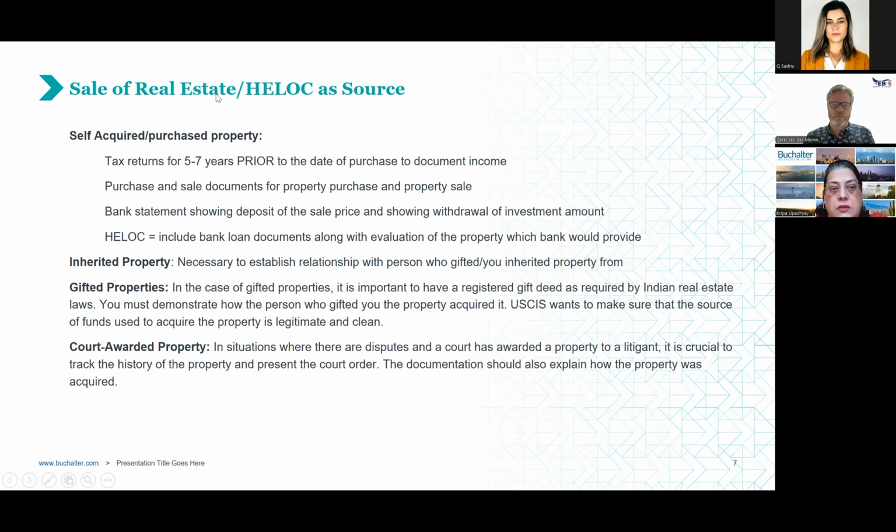HELOC and sale of real estate. So I'm going to deal with the HELOC one first. For those of you in the US, pretty simple, right? We just need to be able to document where the money came from to purchase the property in the first place. What was the purchase price at the time that it was acquired? Documentation from the bank with respect to your HELOC. What are the terms with respect to repayment of the loan? And that should be it.